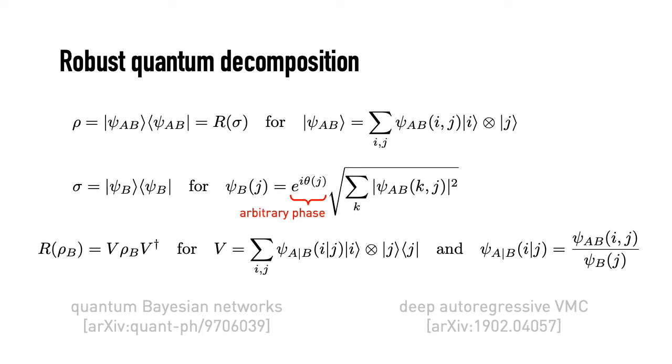The concept of a conditional quantum state is relatively uncommon, but not new. It was first discussed in the mid-1990s in the context of quantum Bayesian networks, and more recently put to use in variational Monte Carlo calculations based on deep autoregressive neural networks.